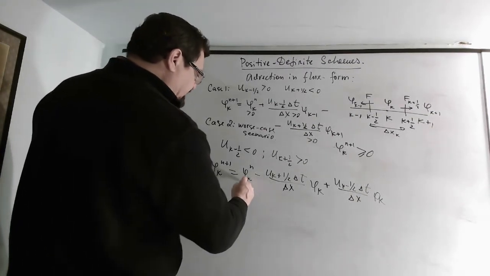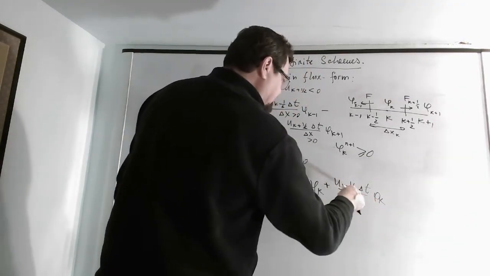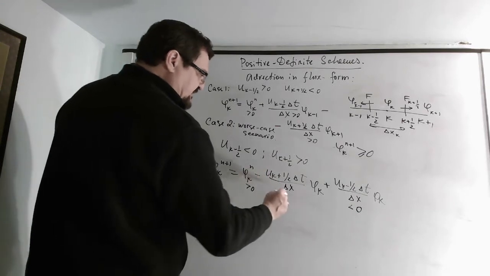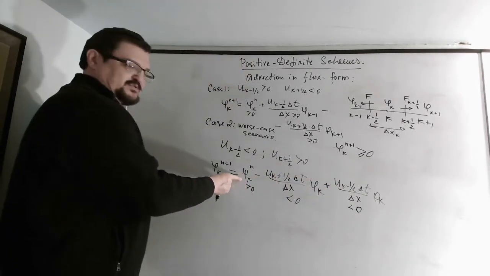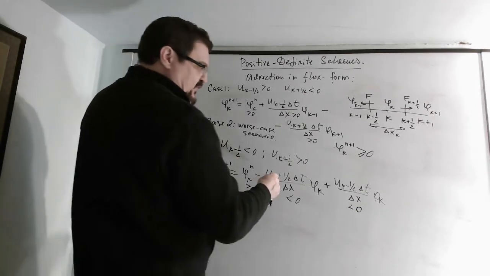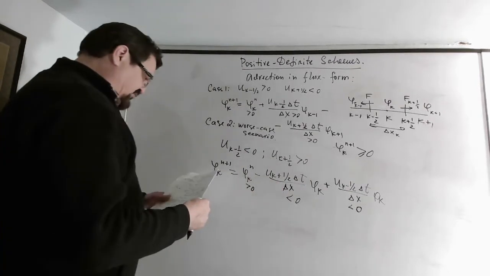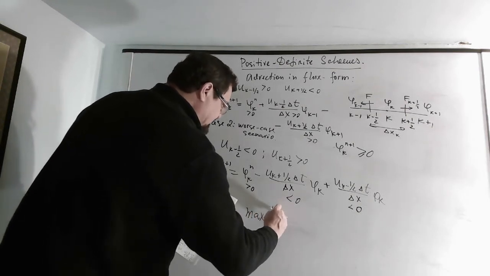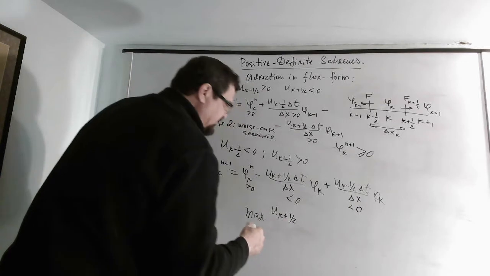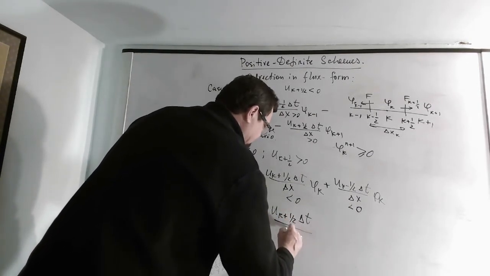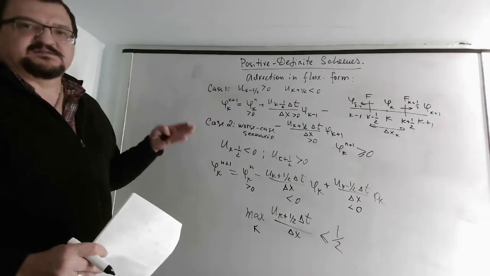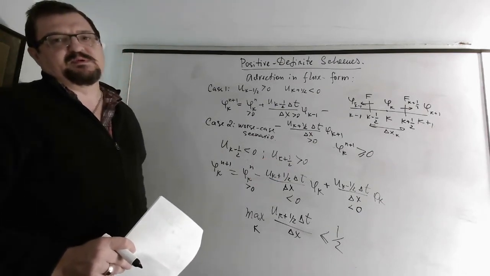Now you see they're all phi_k. So this guy is greater than 0. This k minus 1 is smaller than 0, so this one is smaller than 0. And this positive with minus is also smaller than 0. So both of those two terms are trying to kill this guy and produce negative values. How to avoid that? Obviously, we need as a condition that the maximum of u_{k±1/2} delta t divided by delta x, everywhere in the grid, should be smaller than 1/2. If you do that, it will guarantee that your scheme will be positive definite.